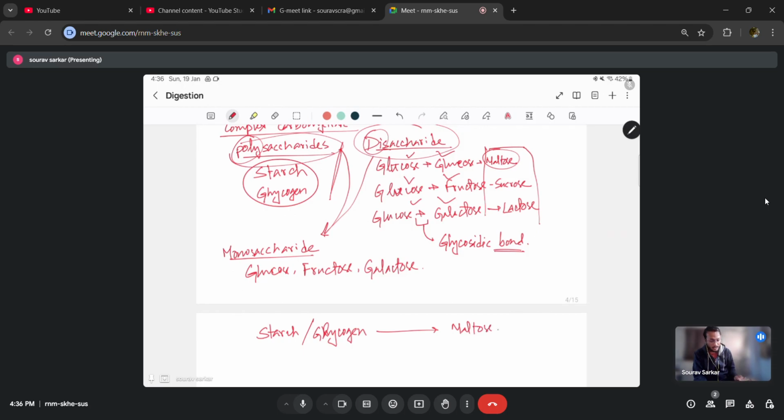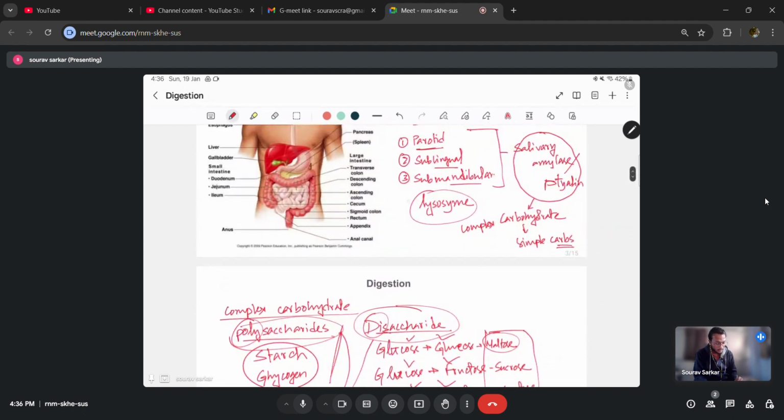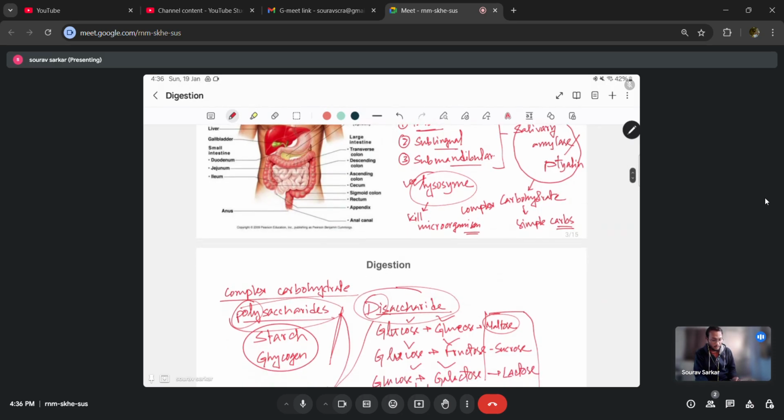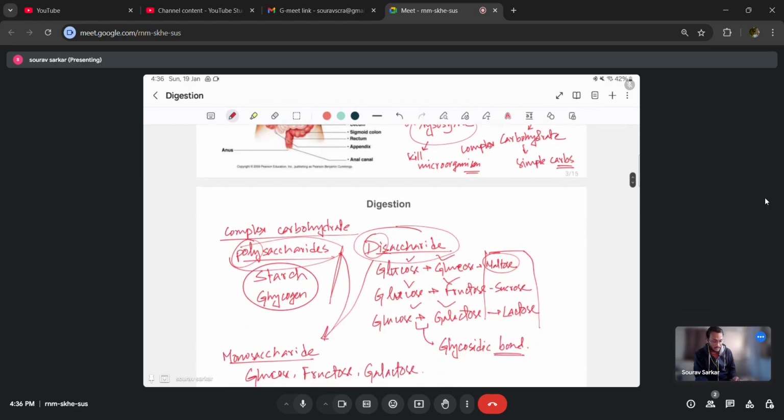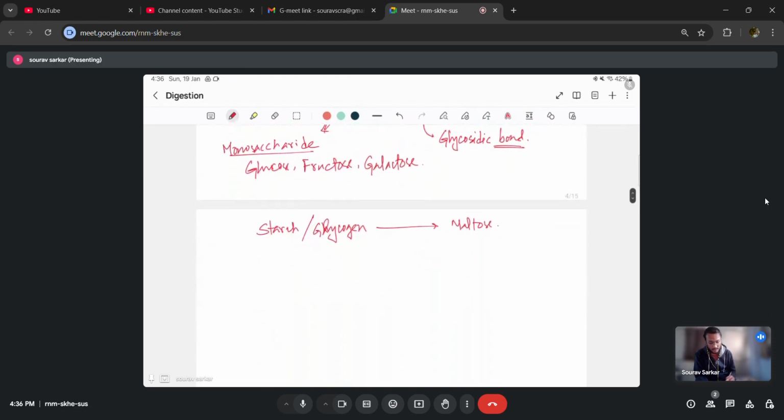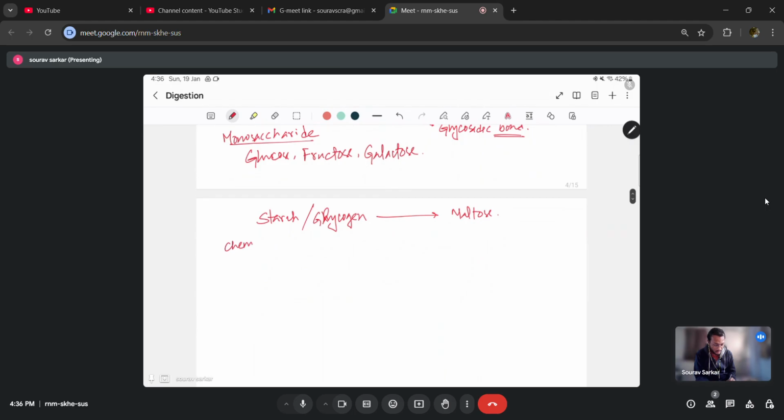Then we also talked about lysozyme. What is the function of lysozyme? It is not a digestive juice, but it is a chemical that kills microorganisms, which helps in cleaning. So that is the portion in the buccal cavity by the juices. Now this is known as chemical digestion in the buccal cavity.